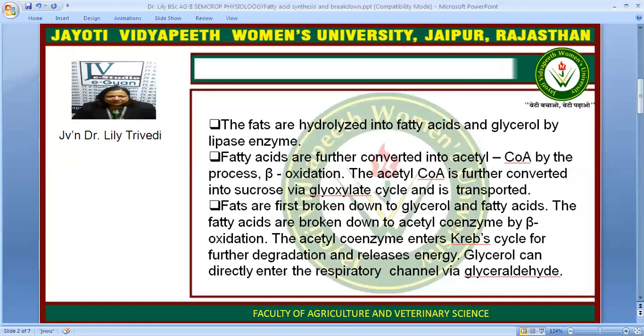So as already said, the fatty acids are broken down by beta oxidation. Now the acetyl coenzyme A reaches the Krebs cycle, and further degradation and release of energy occurs. But if you have glycerol, it directly enters the respiratory channel via glyceraldehyde.